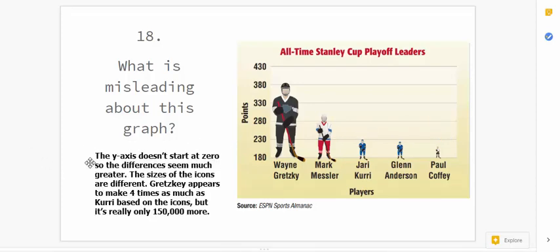So an explanation such as the y-axis doesn't start at 0, so the differences seem greater, and the sizes of the icons are different. Gretzky appears to make 4 times as much as Curry based on the icons, but really it's only about 150,000 more. Both of those would be parts that are misleading about this graph.